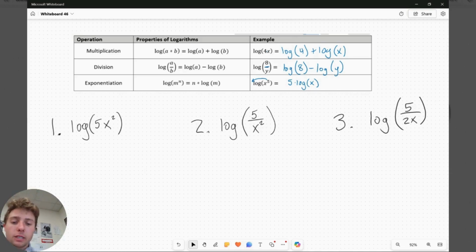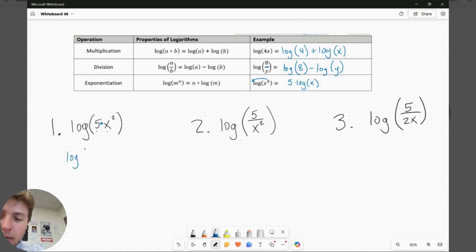Let's look at this first example, number 1 now. Well, number 1, I notice log of 5 is multiplying with x to the second. There's really two components there. There's the 5 and there's the x squared. So I know that we're going to make two separate logs. I'm going to have log of 5. We're going to have log of x squared. But again, anytime you have an exponent, we said that the exponents need to go to the front.